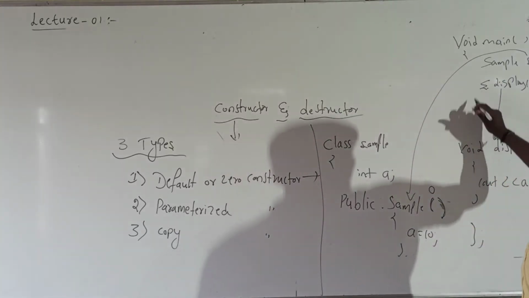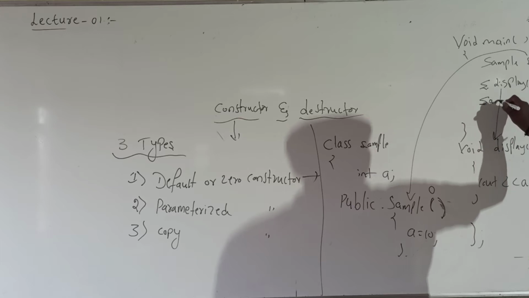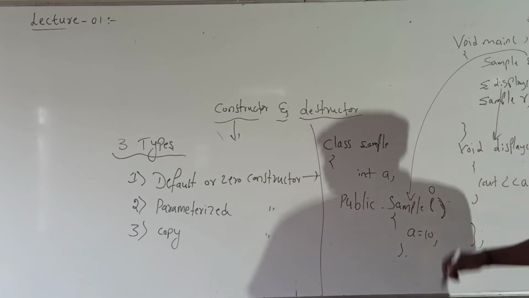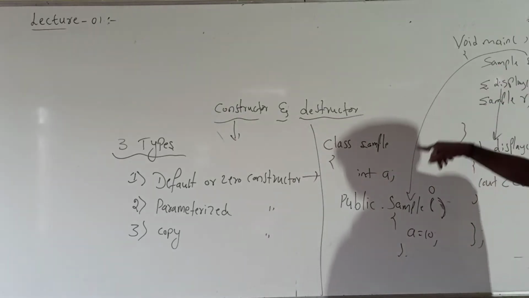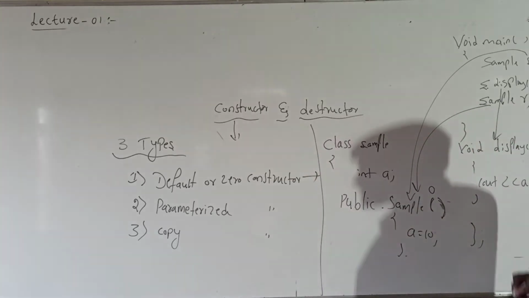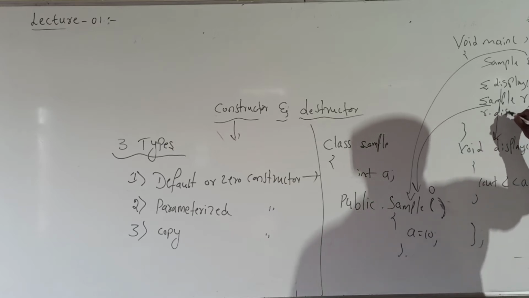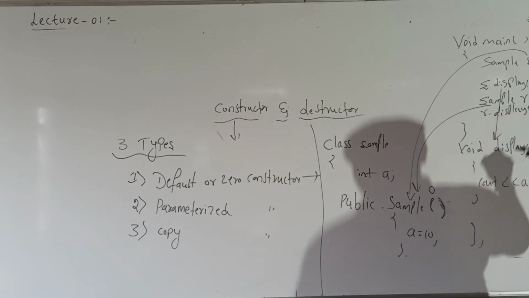So next I can create one more object, sample R. Here sample of S means it will call the constructor. In the same way, sample of R means again it will call the constructor. Again 10 is stored in A. So R dot display means again it will print 10 only.